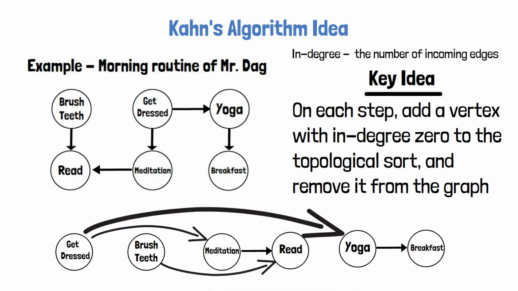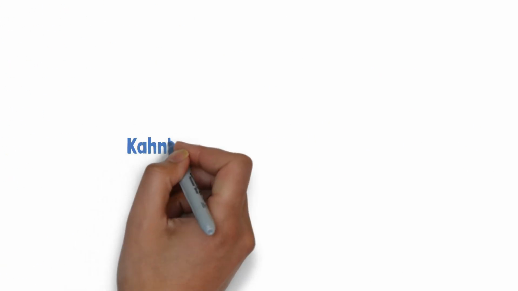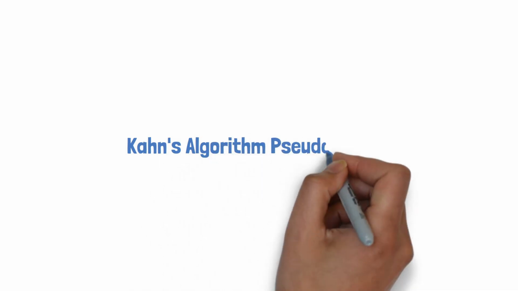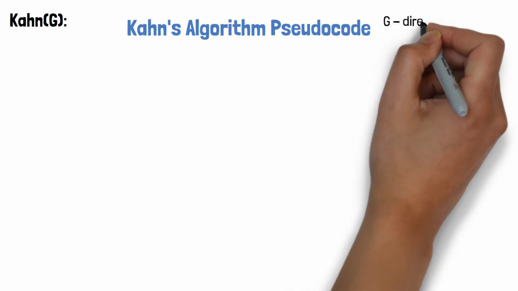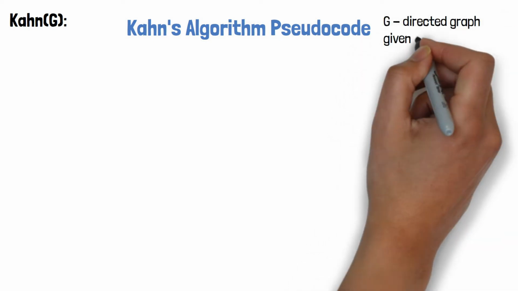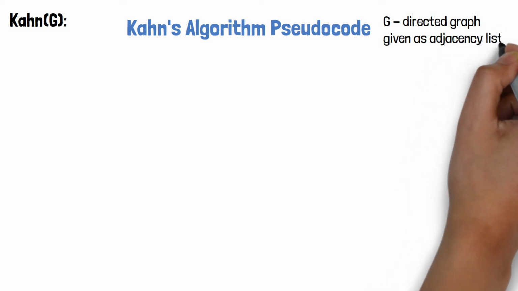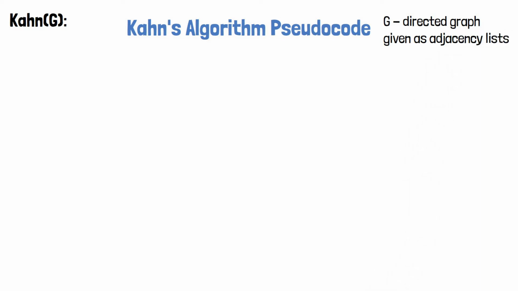Now that we are familiar with the idea of Kahn's algorithm, let's see the pseudocode of the algorithm. The input is a directed graph G, which is represented as adjacency lists. If you'd like to learn more about adjacency list representations, please follow the link from the description below. But don't worry if not, you likely understand the algorithm anyway.